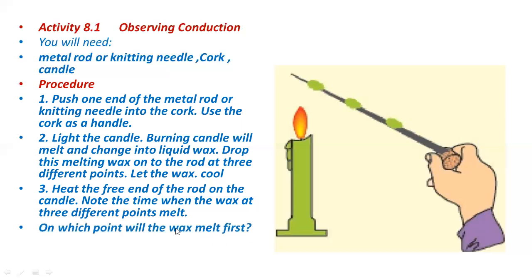On which point will the wax melt first? Obviously the wax at the free end will melt first. Then the molecules or atoms or particles of this knitting needle will get warm. They will absorb heat from the candle, their kinetic energy will increase, and they will start vibrating.